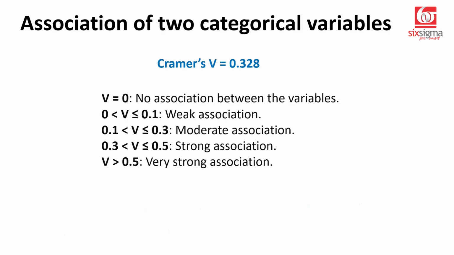And here is the guideline for interpretation. If we have a value which is 0, it indicates no association. If we have a value that's greater than 0 but less than or equal to 0.1, it indicates a weak association. If we have a value greater than 0.1 but less than or equal to 0.3, it indicates a moderate association, and a value greater than 0.3 but less than or equal to 0.5 is a strong association. And this is the case where our computed value falls, because the value that we computed is approximately 0.33, which indicates a strong association.